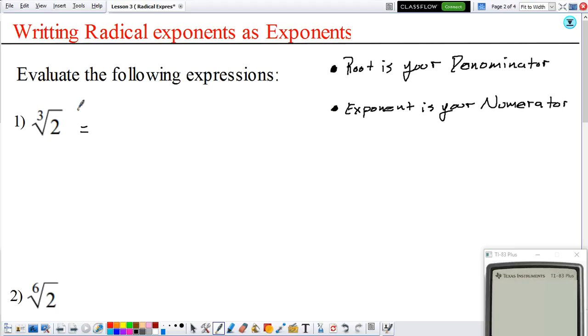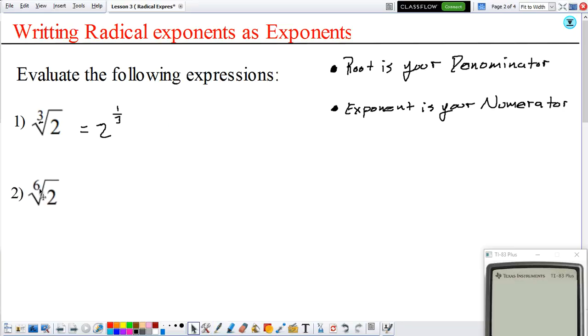Notice that this little number that you have in the root here is called your root. Here, I have a root of 3, so that means my root is going to be my denominator. And the base is 2. When you go from root to exponent, your exponent is always going to be a fraction. Is there any exponent here? No, there's no exponent, so that means my exponent is 1. And my root here is 3. So the third root of 2, I can rewrite as 2 to the 1/3.